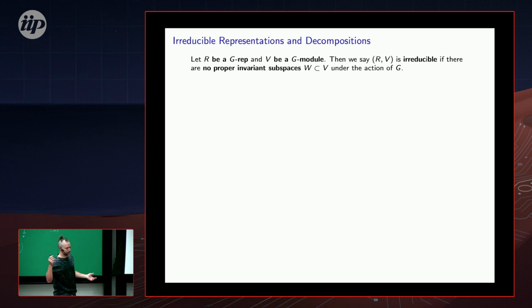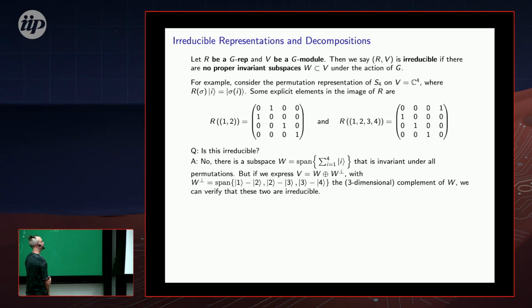By invariant, I mean that I cannot find a subspace such that when I act with all group elements, the subspace is preserved. As an example, we can ask if the representation for S4 on a 4-element set that we just saw is irreducible or not. The question is, can we find a subspace of C4 that is invariant under the action of S4?